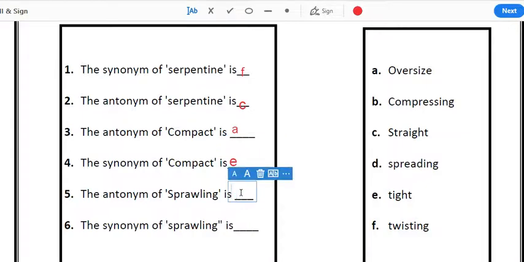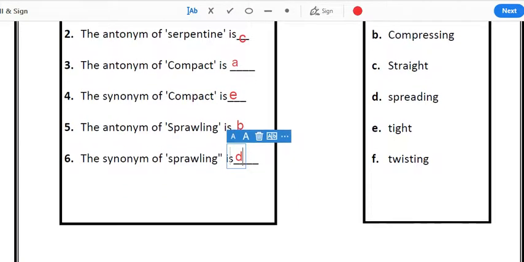The antonym of sprawling, the opposite of sprawling. Sprawling means something is spreading, so the opposite is compressing, which is B. The synonym of sprawling, the same meaning of sprawling, is of course the left one, spreading, D. Okay, great.